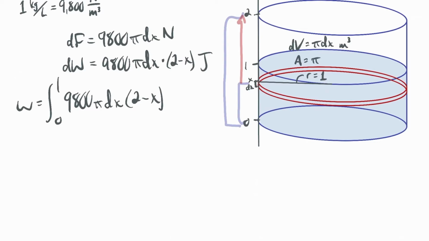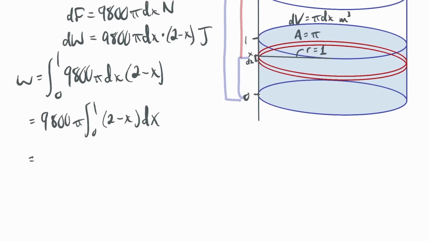Which, of course, I can move the 9,800 pi out front and switch the order of the 2 minus x and the dx so it's a little bit more recognizable. We usually write dx at the end when we're doing an antiderivative, and when we're building an integral, of course. So this will be 9,800 pi times 2x minus x squared over 2, evaluated at 0 and at 1.